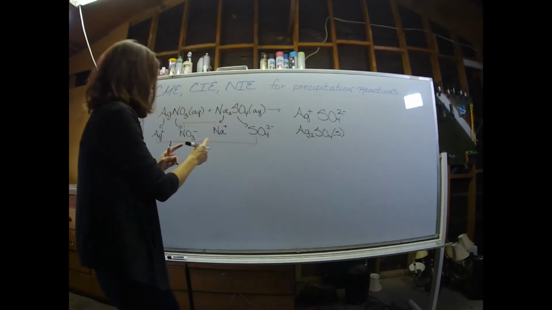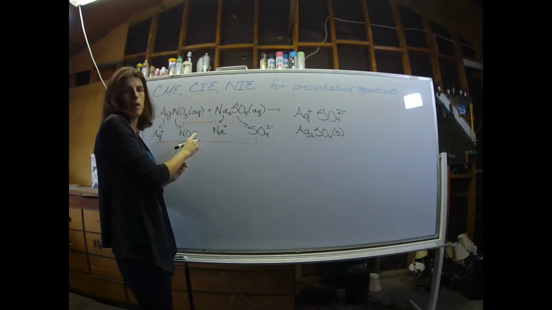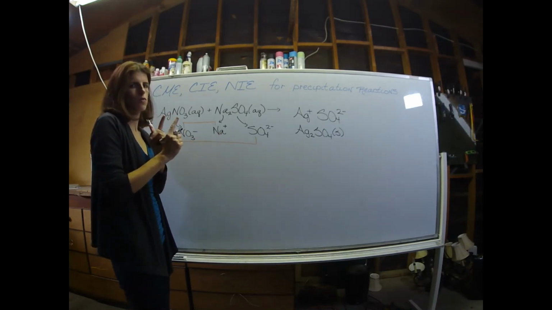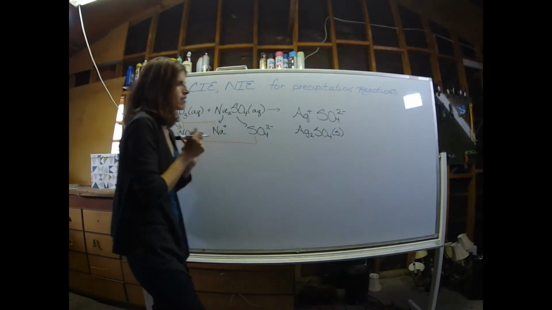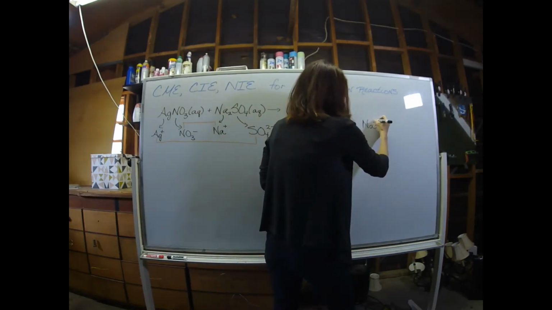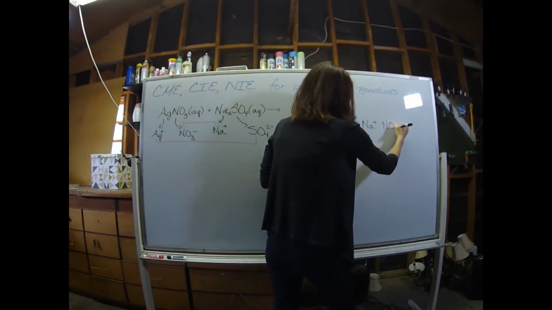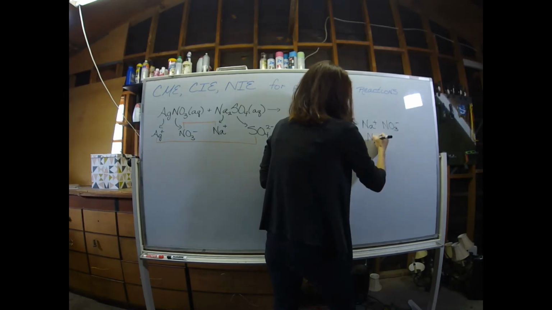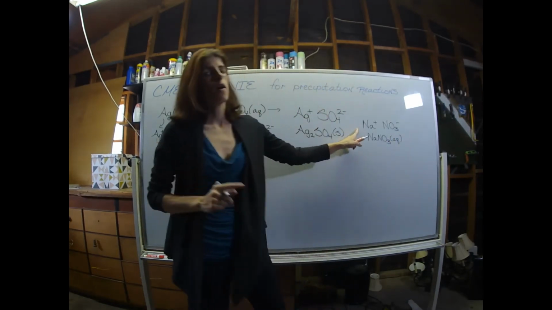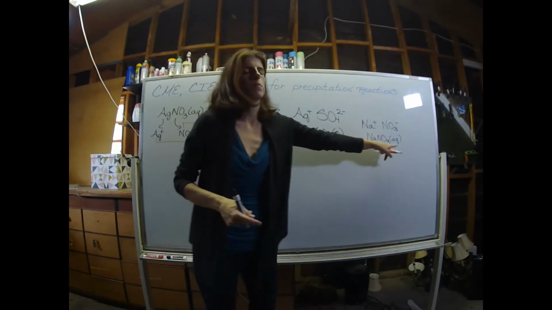And then the other combination is a +1 and a -1. So I know they're going to combine in a 1-to-1 ratio. We just have to make sure to write our cation first. We get sodium nitrate, which because it has that group 1 cation, this is going to be aqueous.